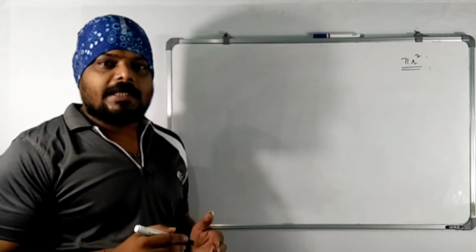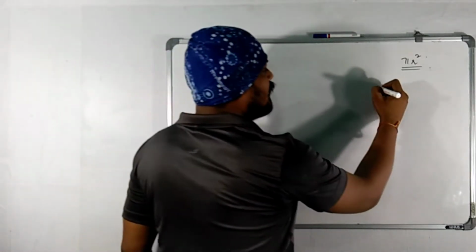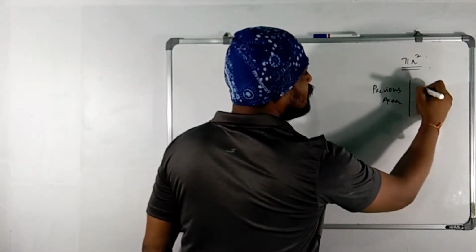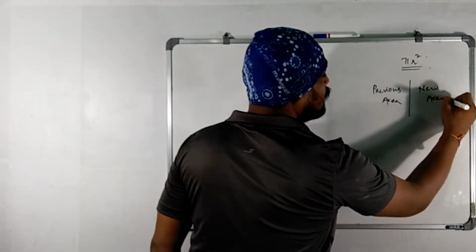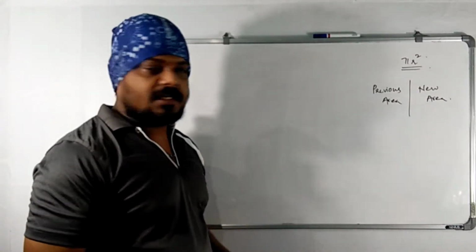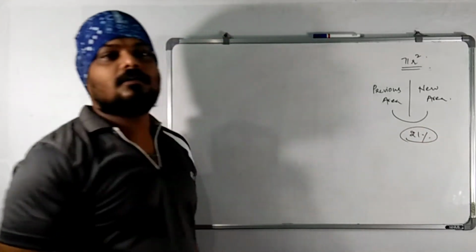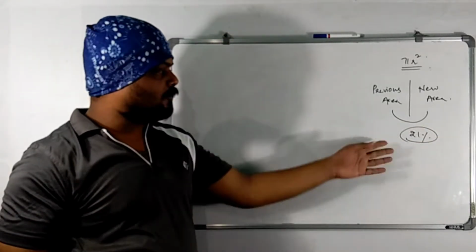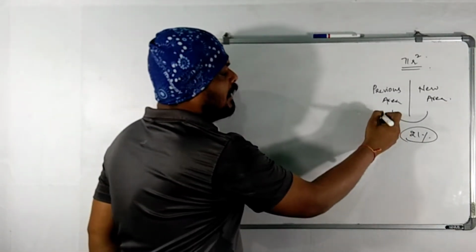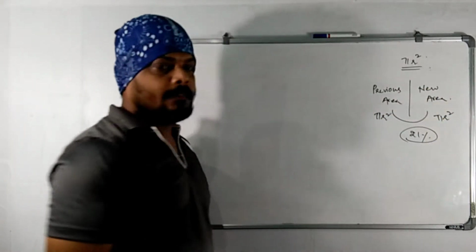What about pi? Pi is the common value in both the conditions. Previous area and new area, isn't it? So what he is asking is the overall percentage change in both the conditions. The overall percentage change is 21 percentage, which you can calculate in your mind. So what will be the previous area? It will be pi r square, and the new area will also be pi r square.